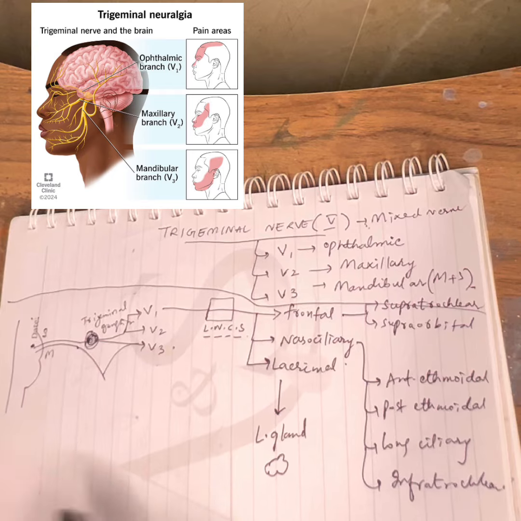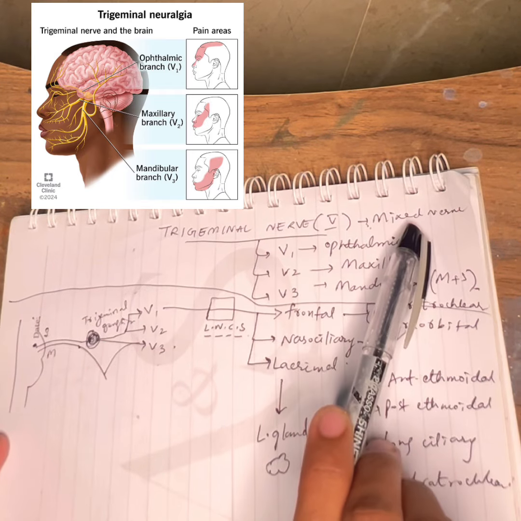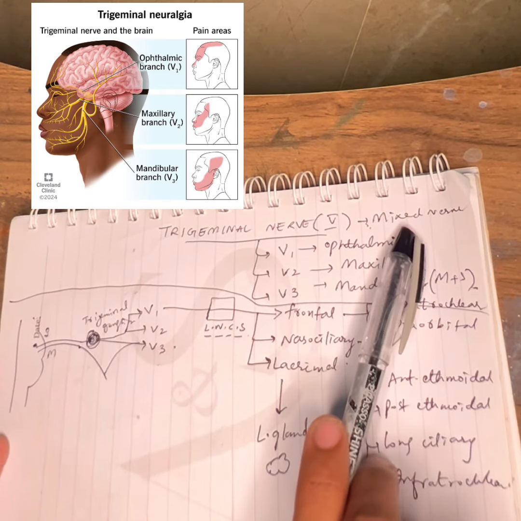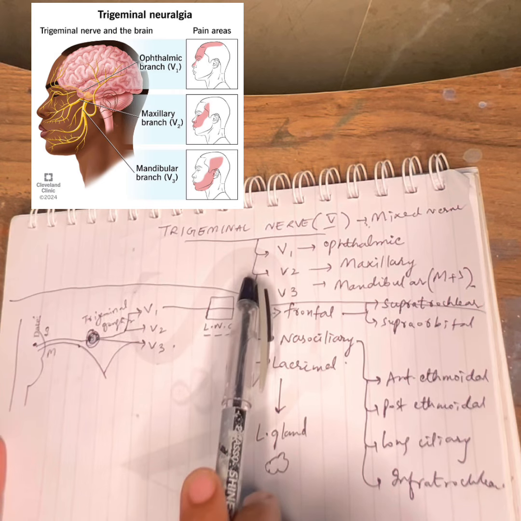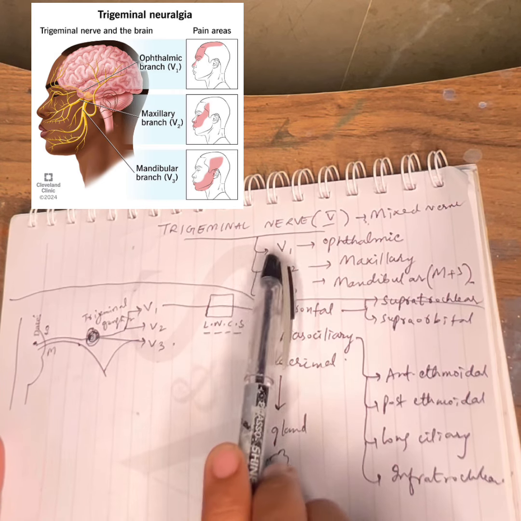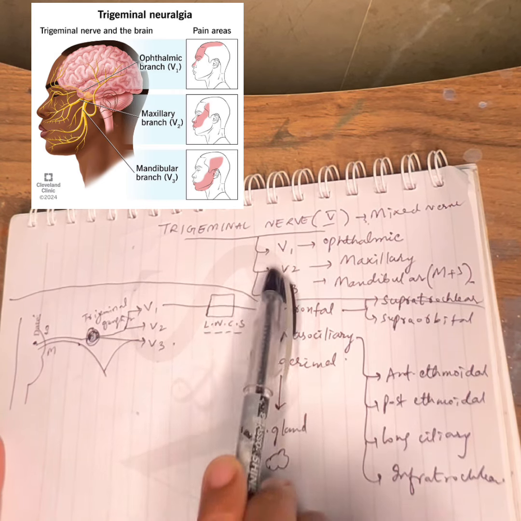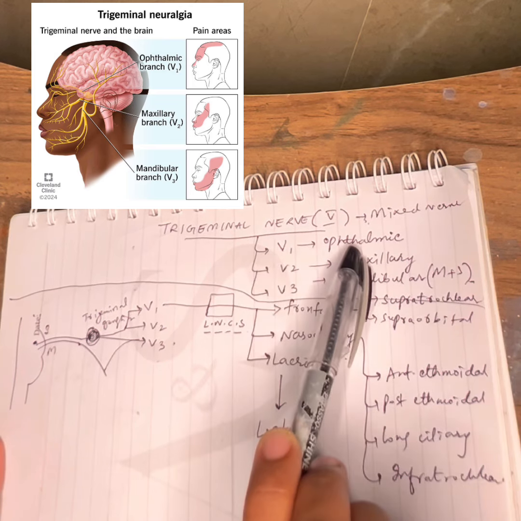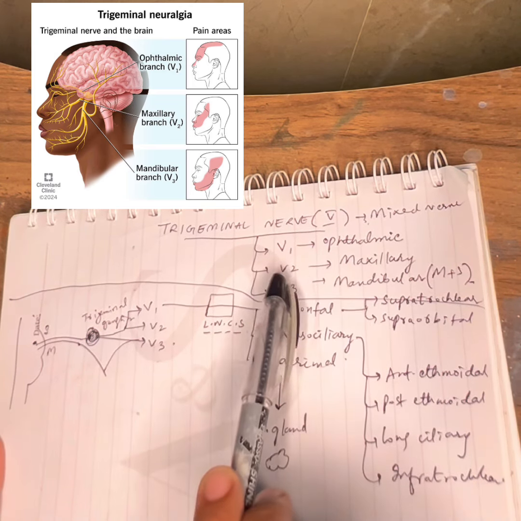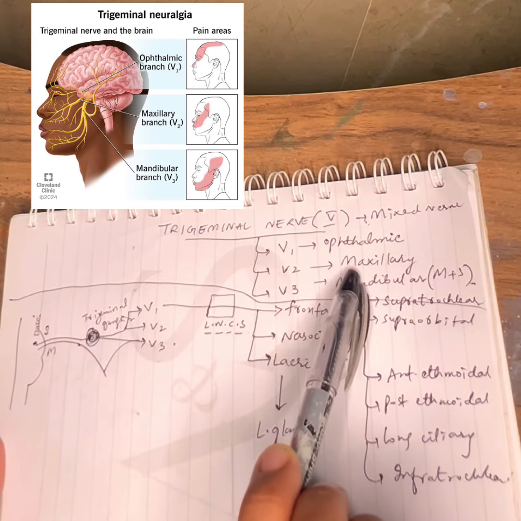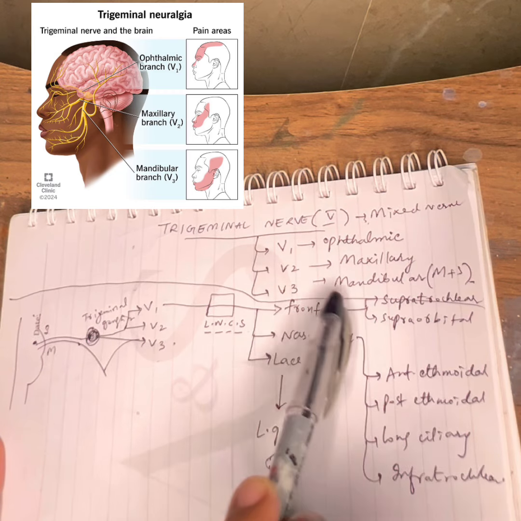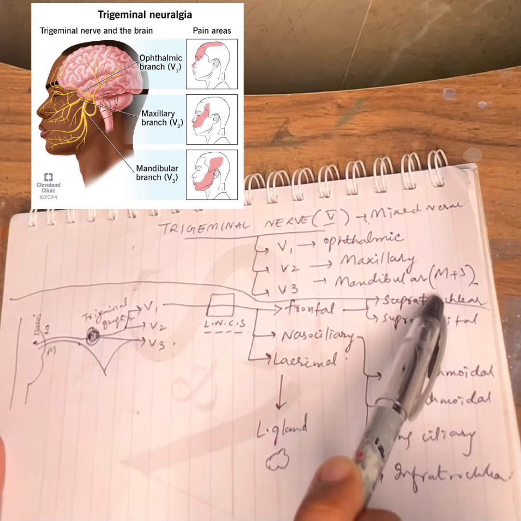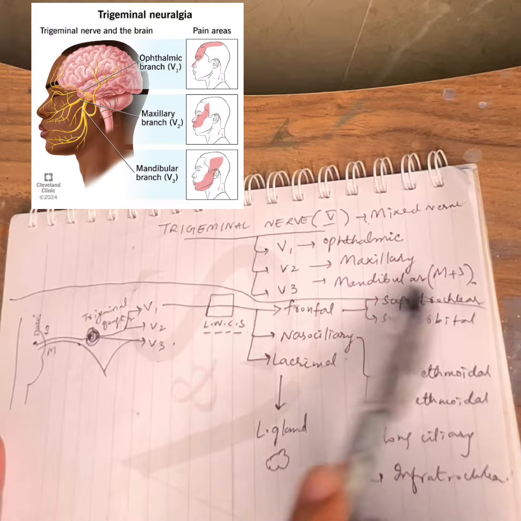The trigeminal nerve is the fifth cranial nerve and it is a mixed nerve. Why is it called a mixed nerve? Because it has both sensory and motor parts. There are three branches of the trigeminal nerve, which we denote with V1, V2 and V3. V1 is the ophthalmic nerve, which is a pure sensory nerve. V2 is the maxillary nerve, it is also a sensory nerve, while V3 is the mandibular nerve and it has both motor and sensory parts.